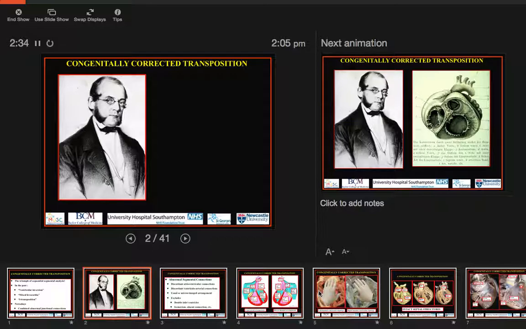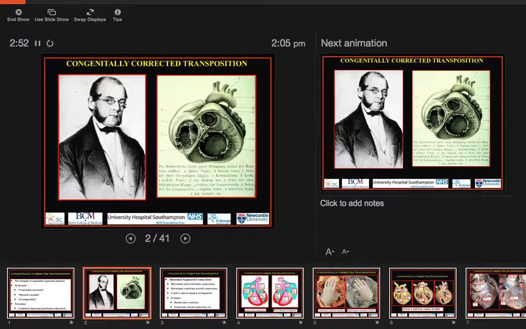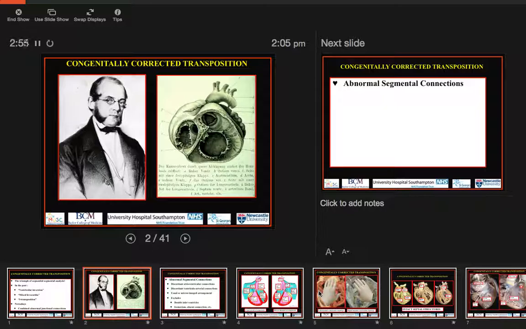illustrated it. This is the Count von Rokitansky, who was the doyen of 19th century cardiac pathologists. He allegedly did over 20,000 autopsies. He was the professor of pathological anatomy at the University of Vienna, and he produced an exquisite atlas. And this is one of the pictures from his atlas, and this is the first illustration of which we are aware, showing us congenitally corrected transposition.